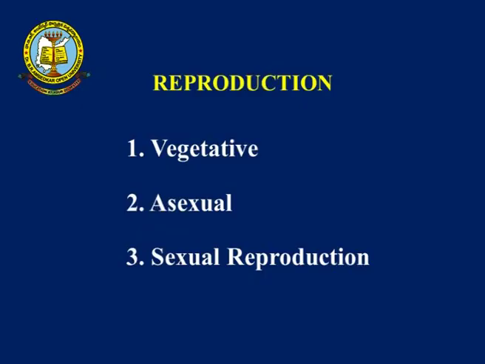Next, reproduction. What is reproduction? Reproduce means one organism produces another organism. This is called reproduction. It is carried out by three methods in algal members. One is vegetative reproduction, second is asexual reproduction, third is sexual reproduction. By any method they can produce a new thallus. First, vegetative: in vegetative, a cell or any vegetative part can develop into a new thallus.